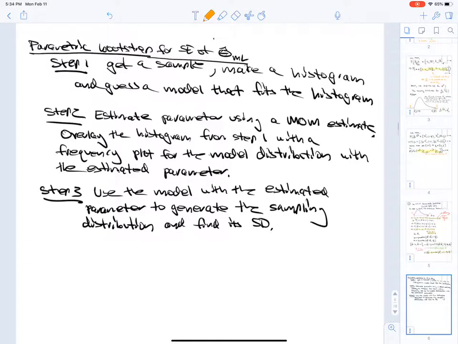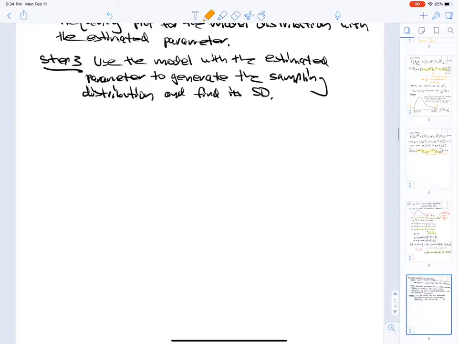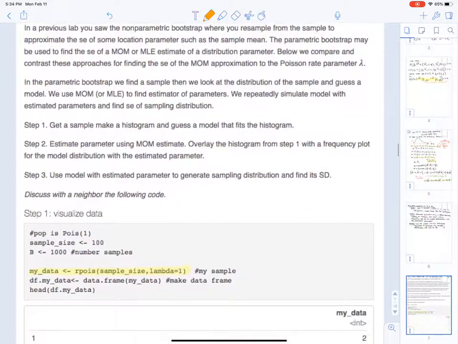So step 1, we get a sample, we make a histogram and guess a model that fits the histogram. Step 2, we estimate the parameter using a MOM estimate. Then we overlay the histogram from step 1 with a frequency plot for the model distribution with the estimated parameter. And finally, we use the model with the estimated parameter to generate the sampling distribution and find its SD. So we did an in-class exercise.